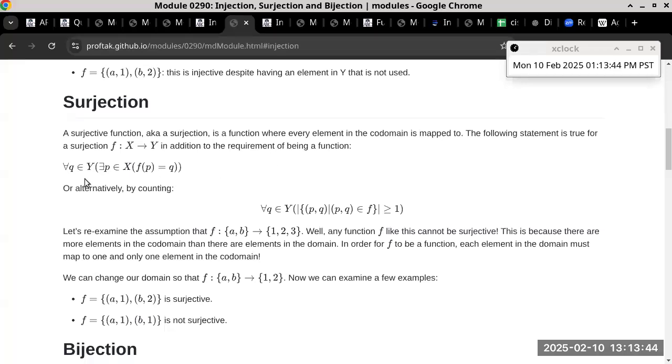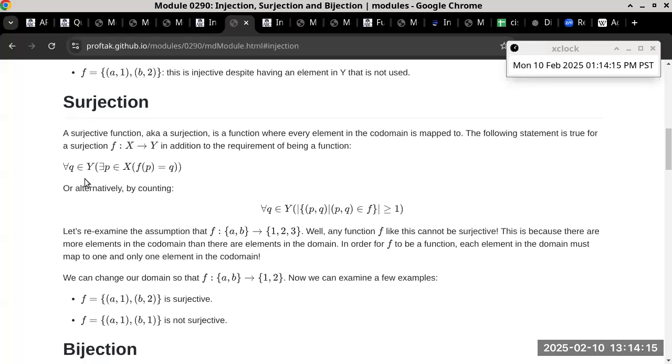So let's take a look at this one here. Yes, go ahead. If that is true, then it is a surjection. Yes, it's guaranteed a surjection, because that's the only function you can get out of that domain and codomain.